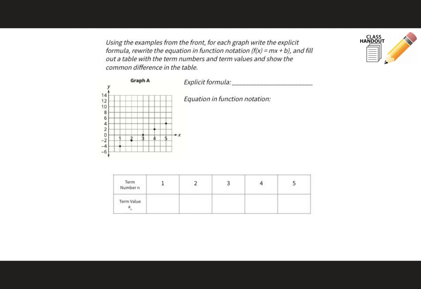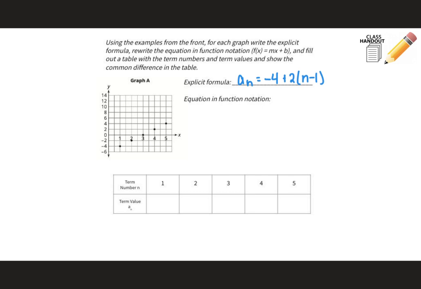All right, so using the examples from the front, for each graph, we're going to write the explicit formula, rewrite the equation in function notation, so f of x equals mx plus b, and then fill out the table with the term numbers and term values, and show the common difference in the table. Starting with graph A, to remind you, the explicit form is a_n, starts at negative 4, and the common difference was 2. We did this in the first thing that we did.